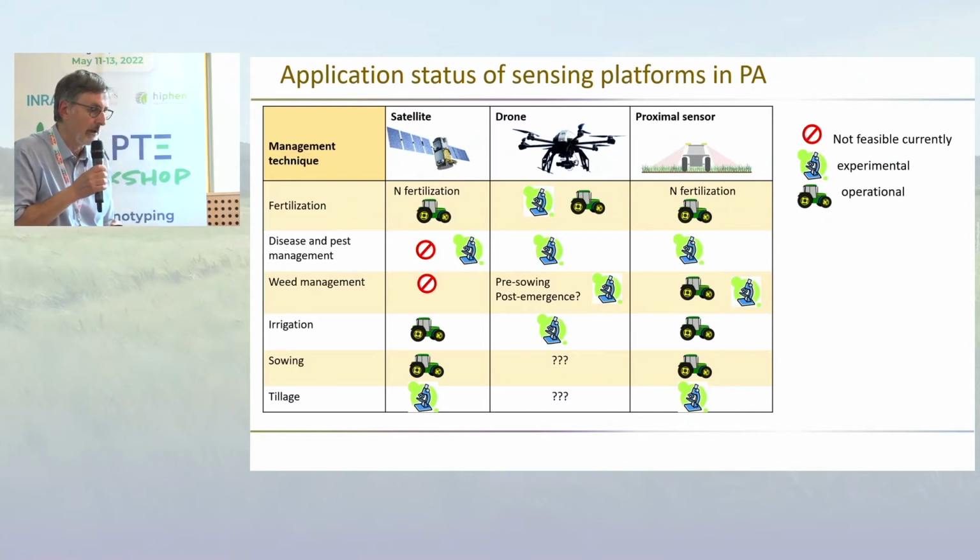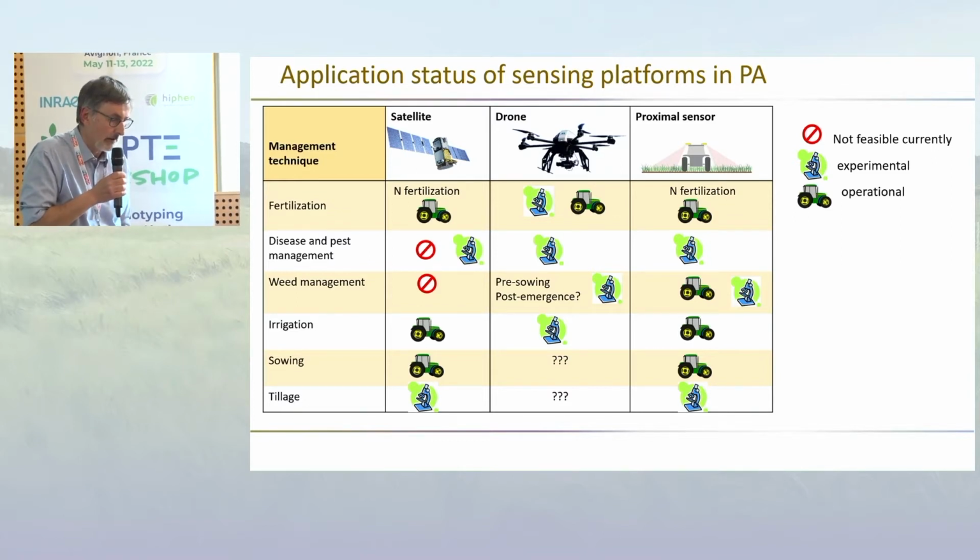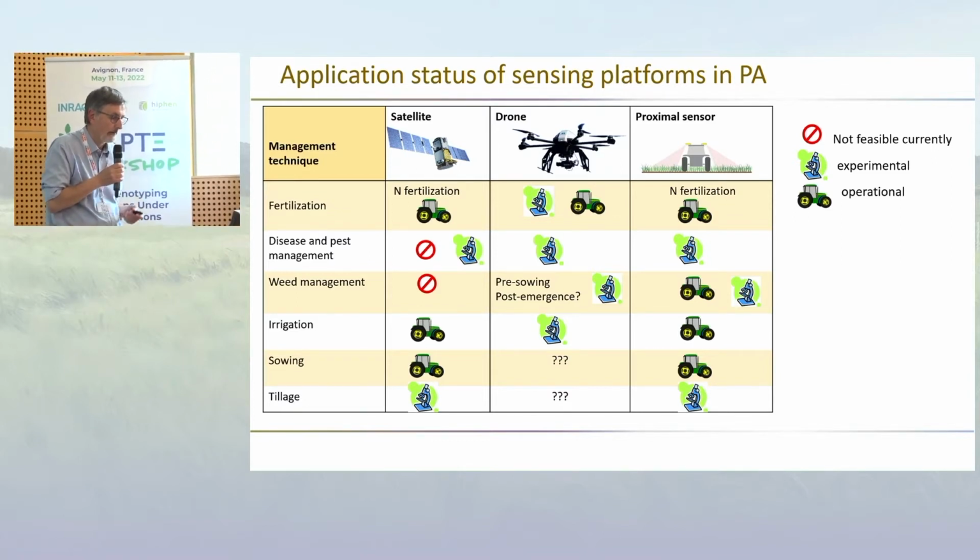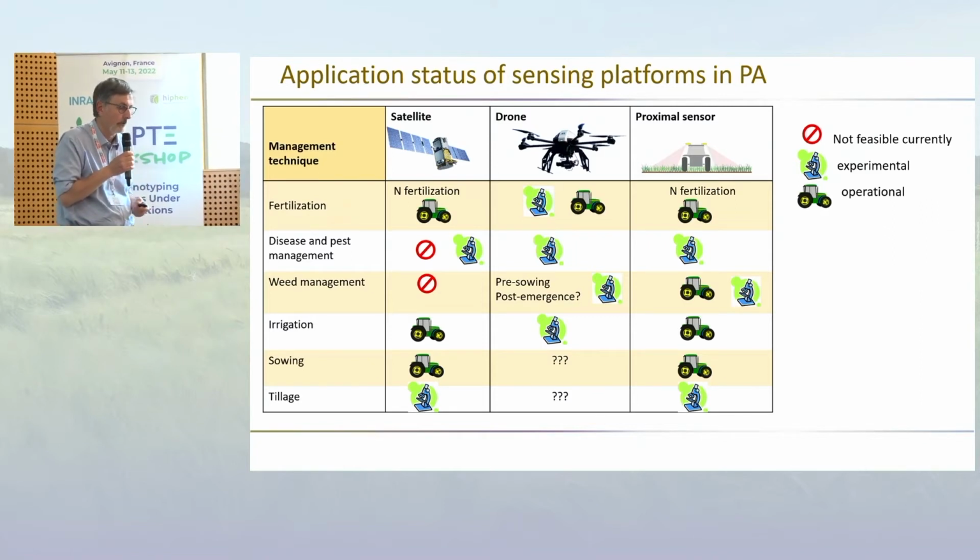For disease and pest management, which I picture with a microscope, there are many studies, but not really operational services yet provided in this field. They are a bit difficult, especially perhaps with satellites. Maybe it's not possible. Then it's going towards weed management, where we'll see that there is some operational possibility using proximal sensors. Also in irrigation, there are satellite services already doing this, and also for sowing.